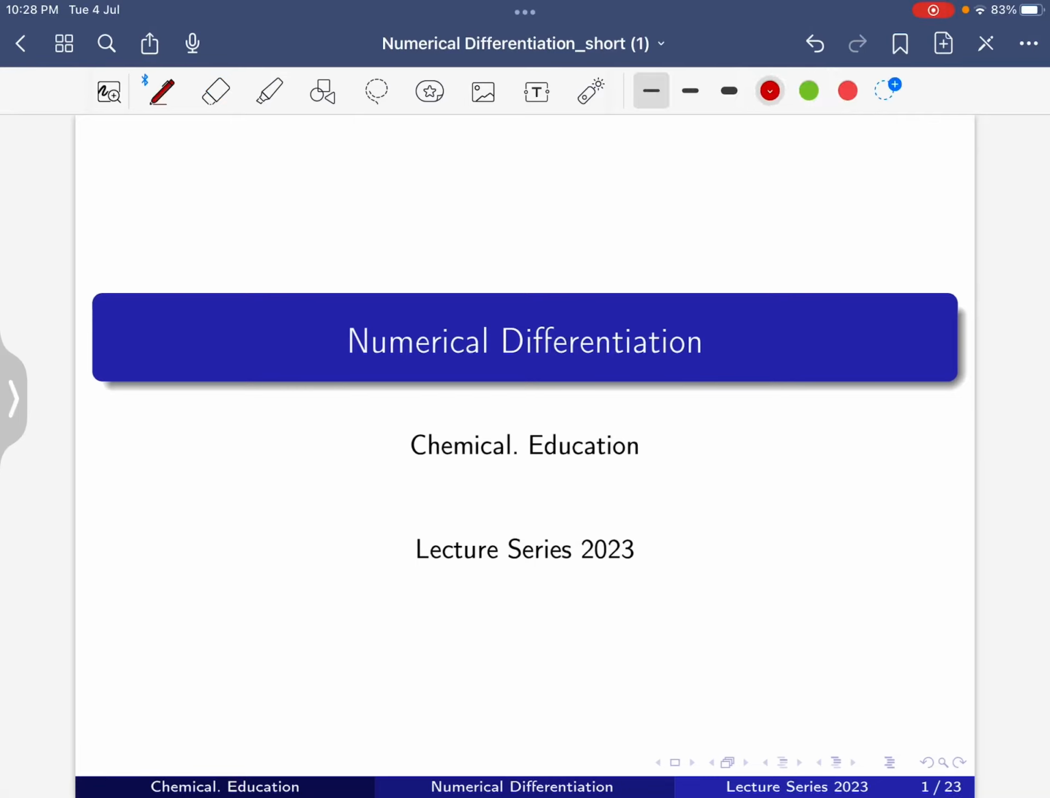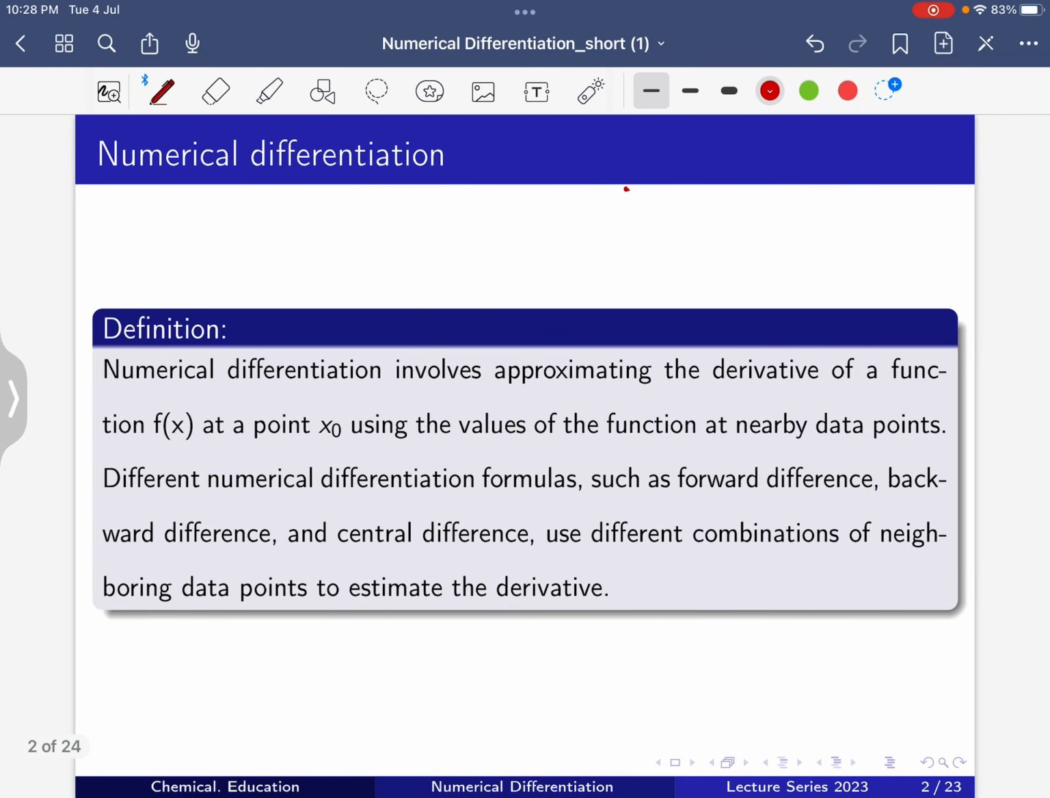Today I am going to talk about numerical differentiation. Now, what is numerical differentiation? What is the definition of numerical differentiation? Numerical differentiation involves approximating the derivatives of a function at point x0 using the value of the function at nearby data points.